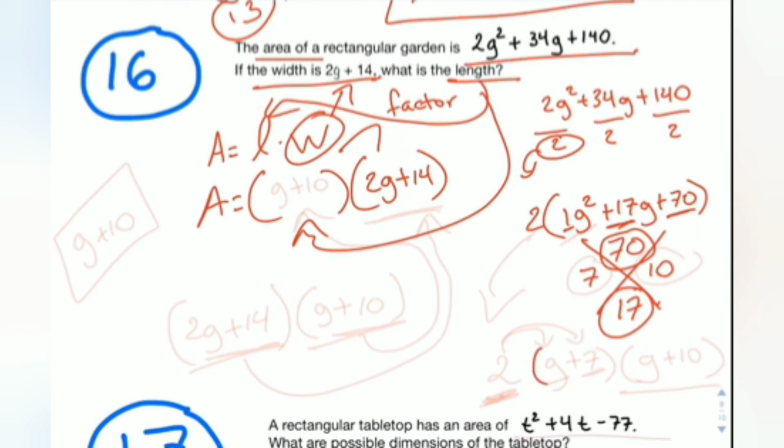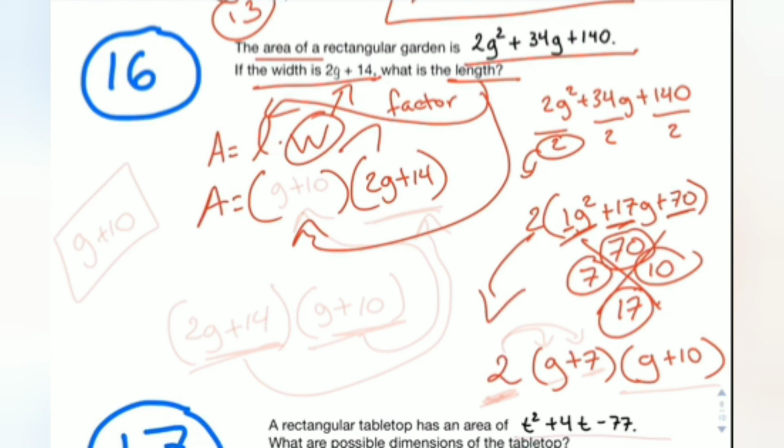So remember the two factors. What variable do we use? g. So g, one of them is 7, so plus 7. The other one is 10, so plus 10. And let's not forget the 2 that is outside.